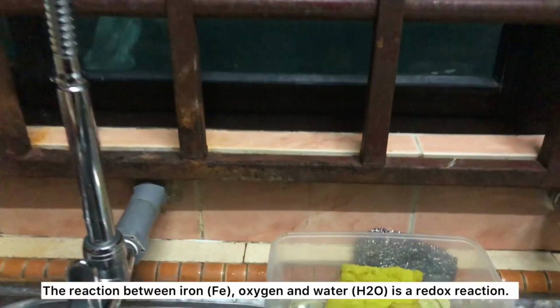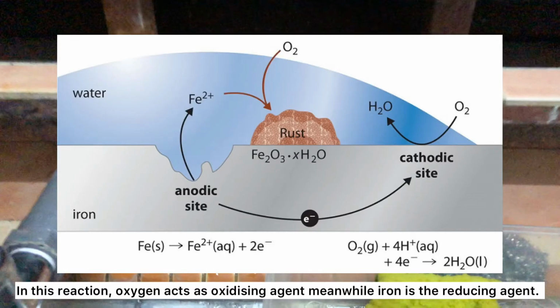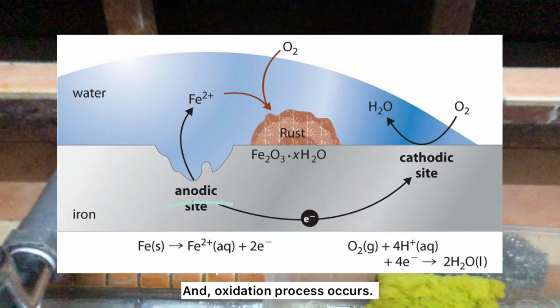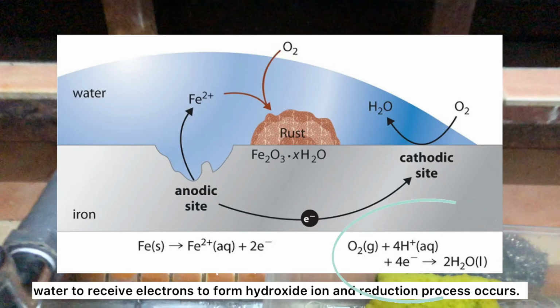The reaction between iron, oxygen, and water is a redox reaction. In this reaction, oxygen acts as the oxidizing agent, meanwhile iron is the reducing agent. At the negative terminal, each atom gives up 2 electrons to become ferrum 2 ion. An oxidation process occurs. Meanwhile, electrons flow to the positive terminal where oxygen dissolves in water to receive electrons to form hydroxide ion, and a reduction process occurs.